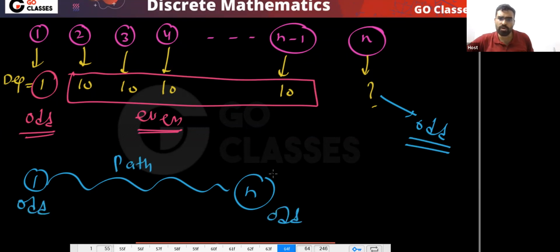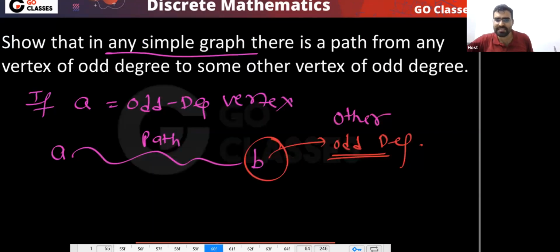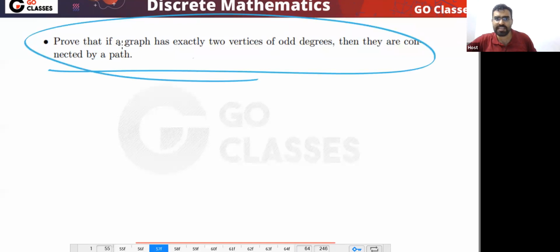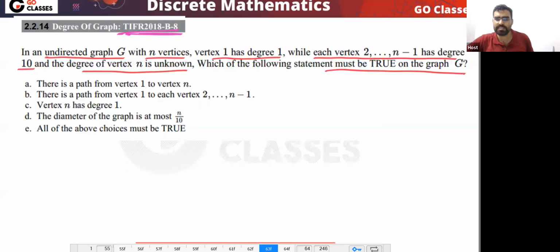Definitely this should also be odd, and there should be a path. Can you notice? Very simple, right? If you notice, this same question they can ask you in three different ways. This same statement they can ask like this, like this, or like this. And this is your TIFR 2018 question.